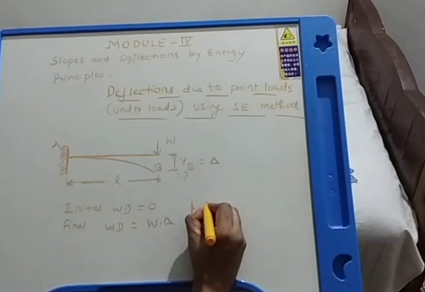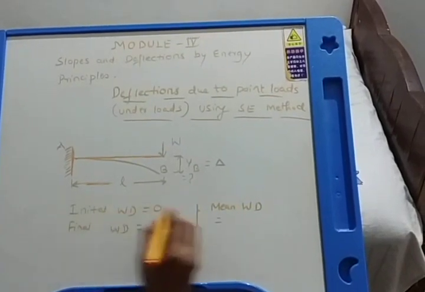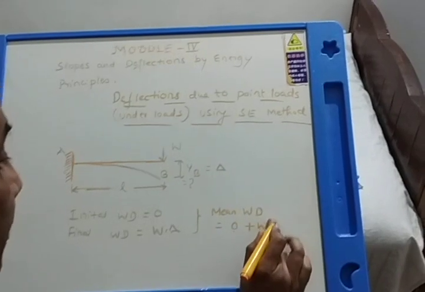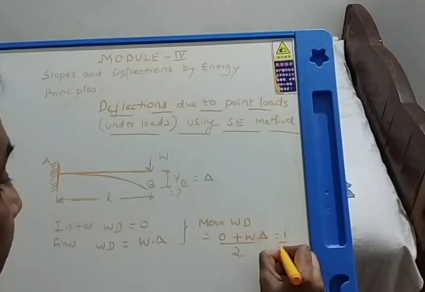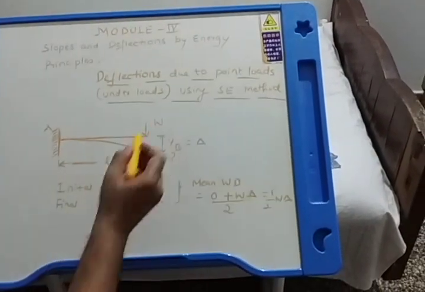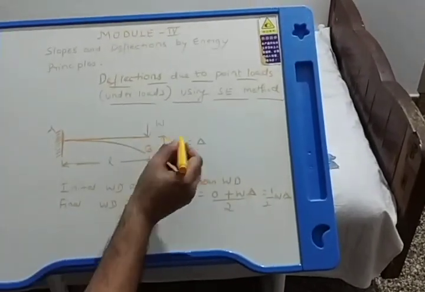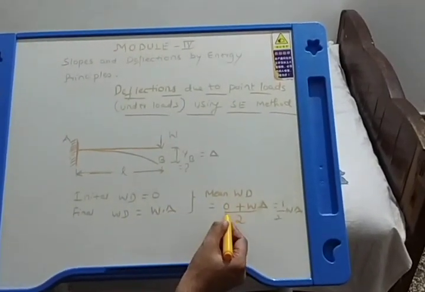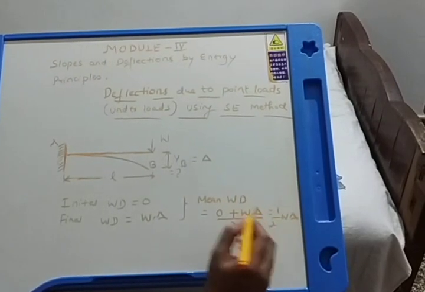So mean work done, what is it? Initial work done plus final work done, divided by 2. That means it is half W delta. This is the work done due to this load. You understood? Initial work done is 0 because initially there will not be any deflection. Final work done, W delta. So the mean work done is 0 plus W delta divided by 2, that is half W delta. So this is external work done.